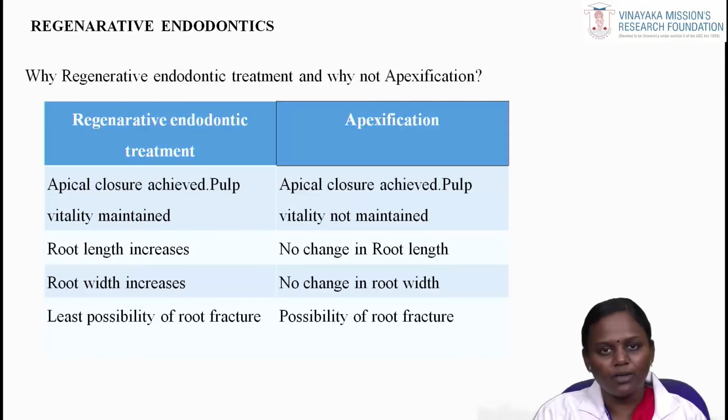What is the difference between performing a regenerative endodontic procedure and apexification, and why is apexification no more followed? First and foremost, in regenerative endodontic procedure apical closure is achieved and so the pulp vitality is maintained, whereas in apexification the apical closure is achieved only by means of a material, that is calcium hydroxide, and the pulp vitality is not maintained. In regenerative endodontic procedure, the root length increases and so the root achieves its original contour, whereas in apexification procedure, the root length doesn't change. We intentionally close the root apex with the help of the material.